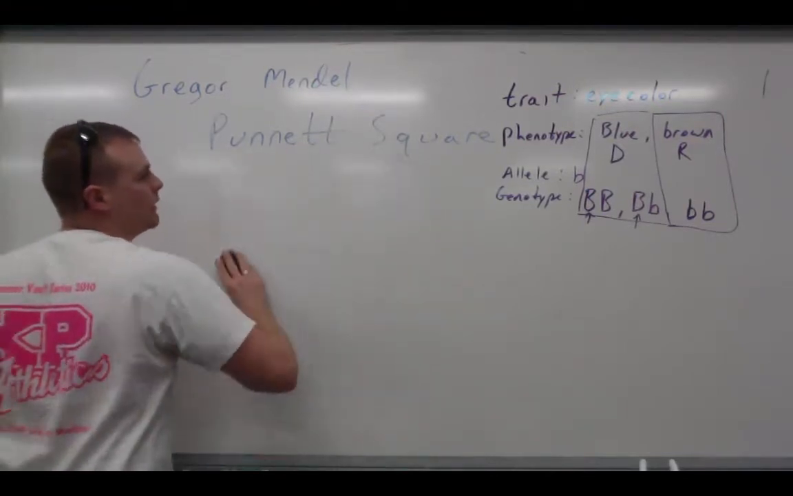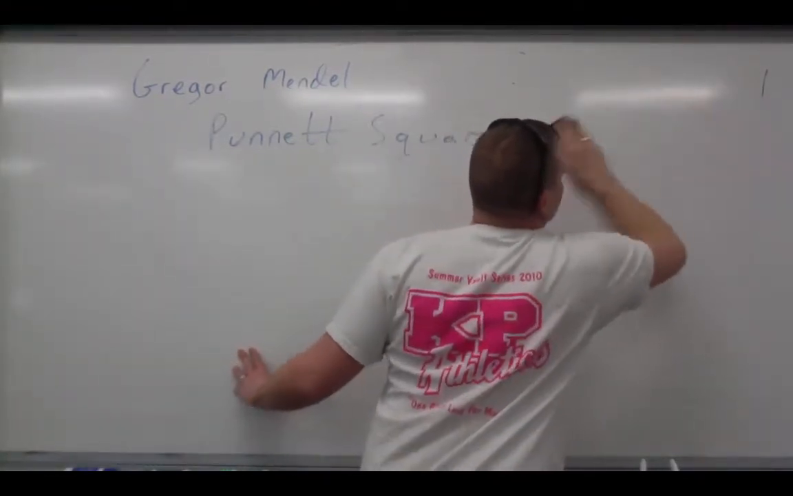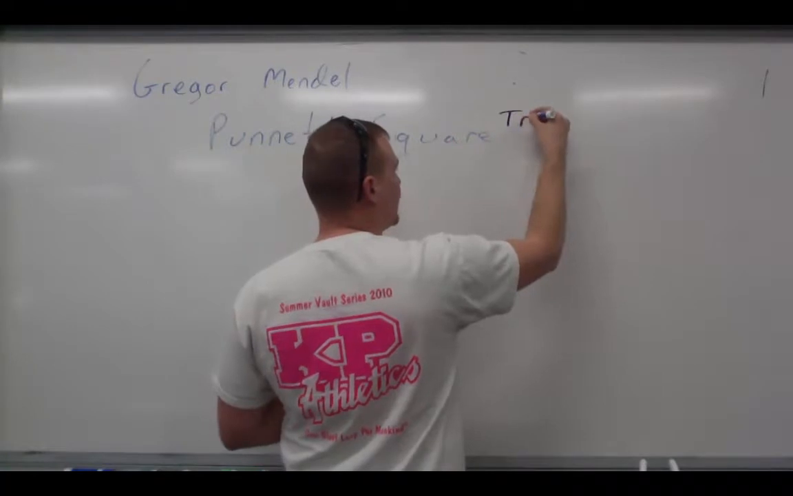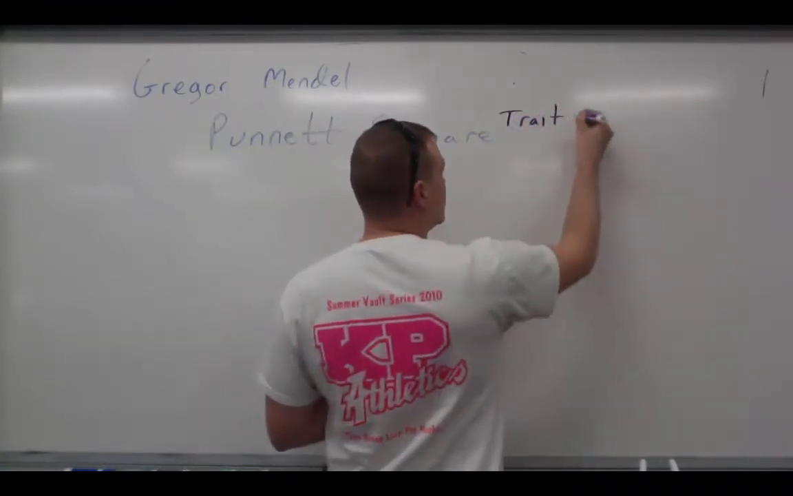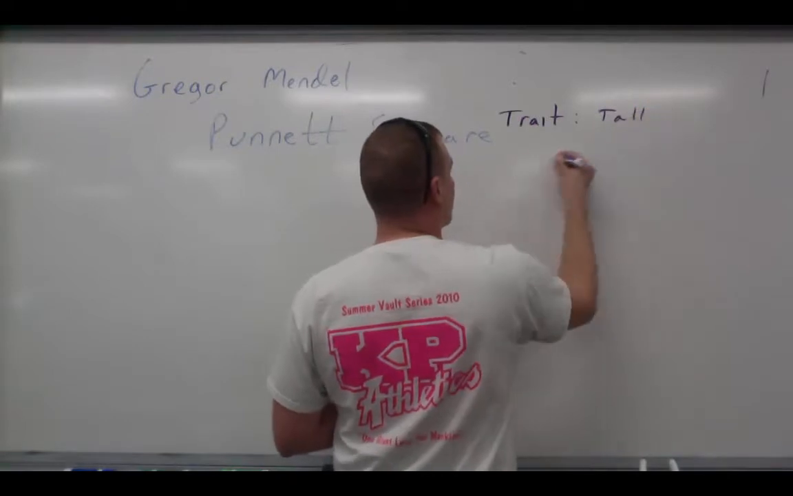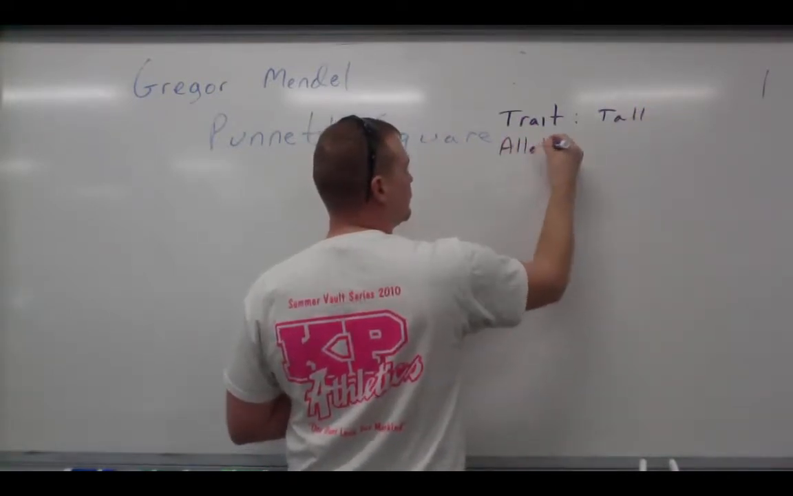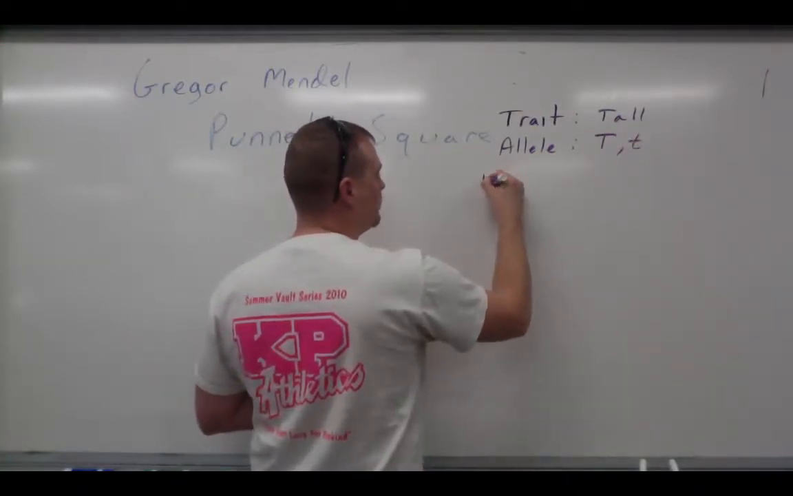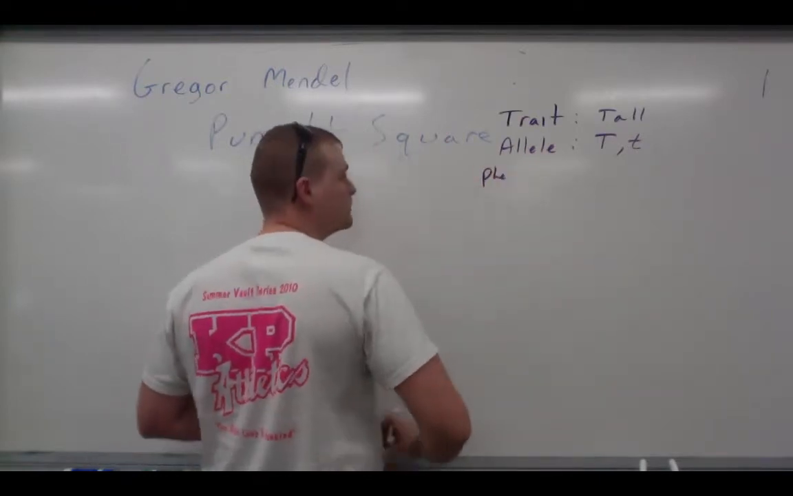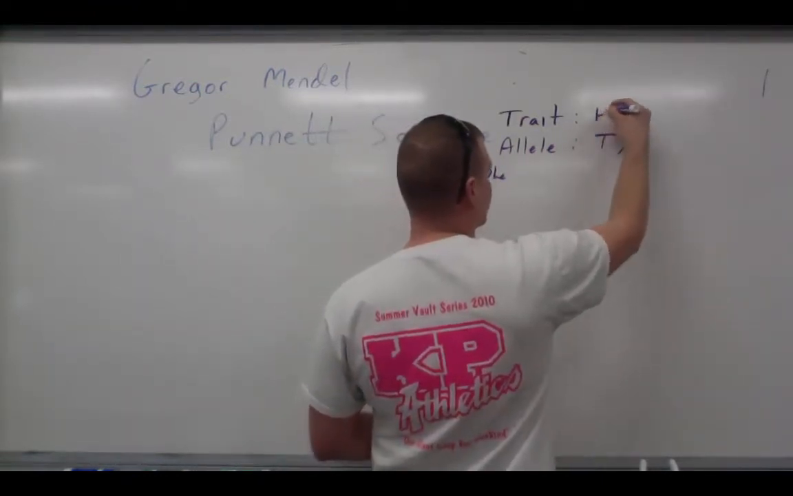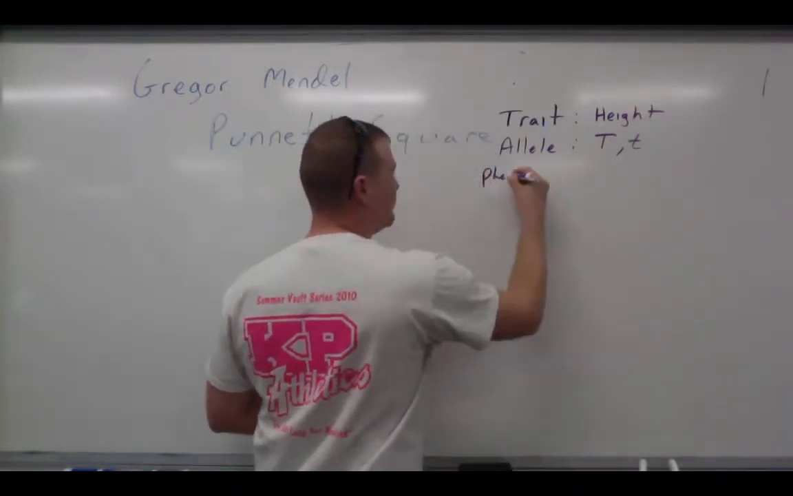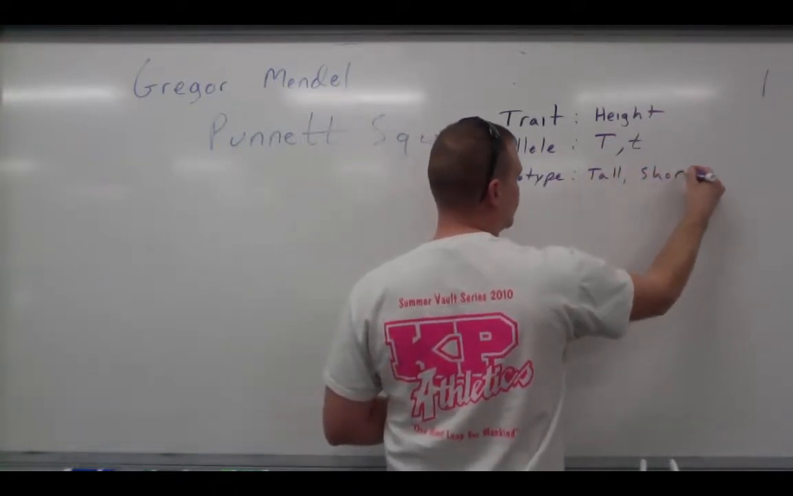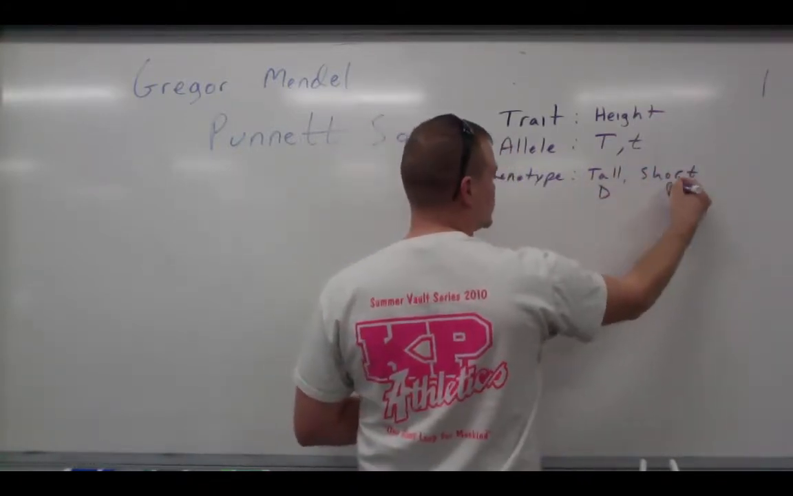Let's say I use purple. Purple seems to show up a little bit better. Let's say I want to look at the trait of tall. Okay, so my trait here is tall. I'm going to use the allele T. I'm sorry, confusing myself. The trait here is height. I apologize. Height. My phenotype could be tall, or it could be short. And I'm going to say tall is dominant. I'm going to say short is recessive.